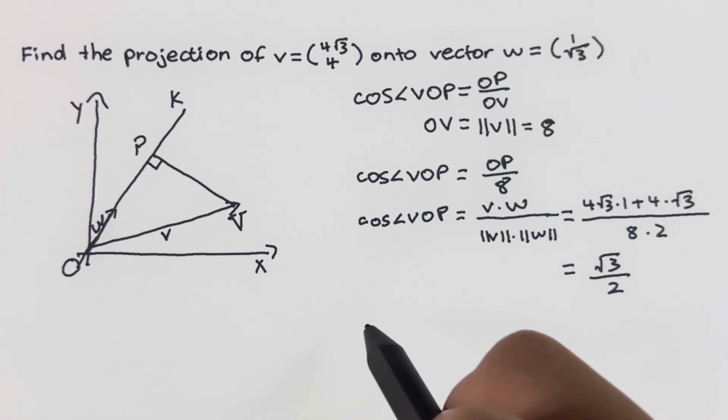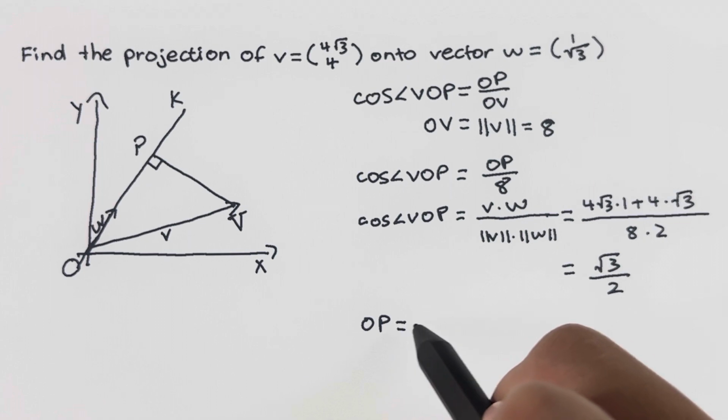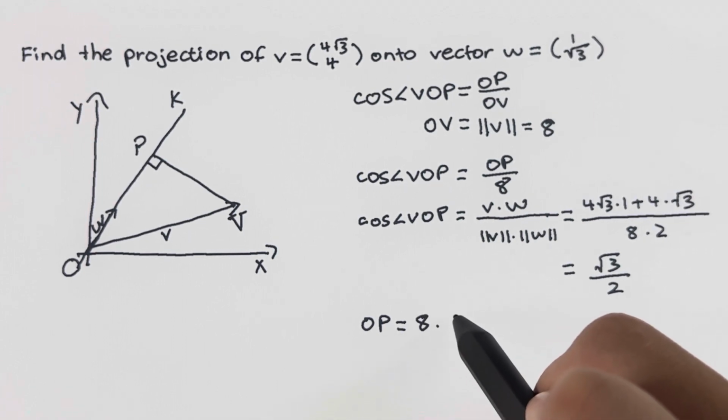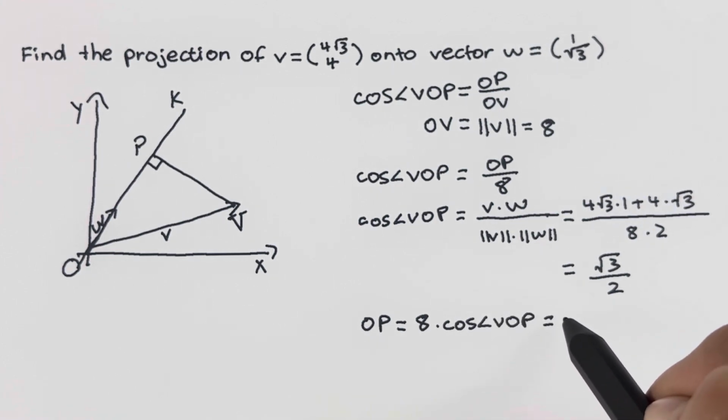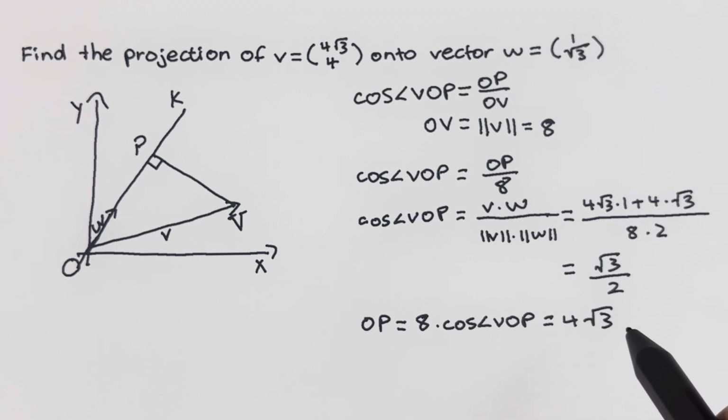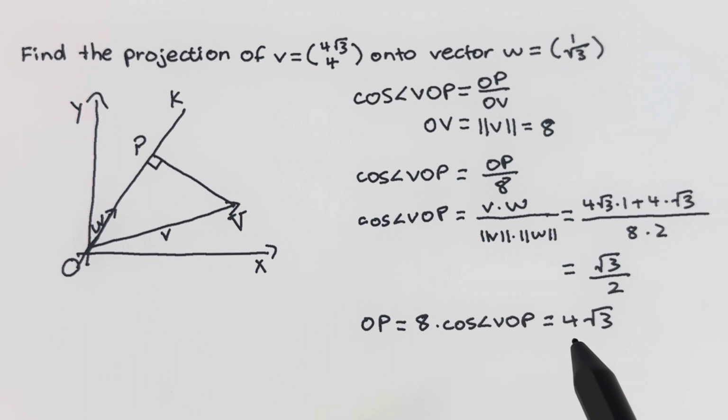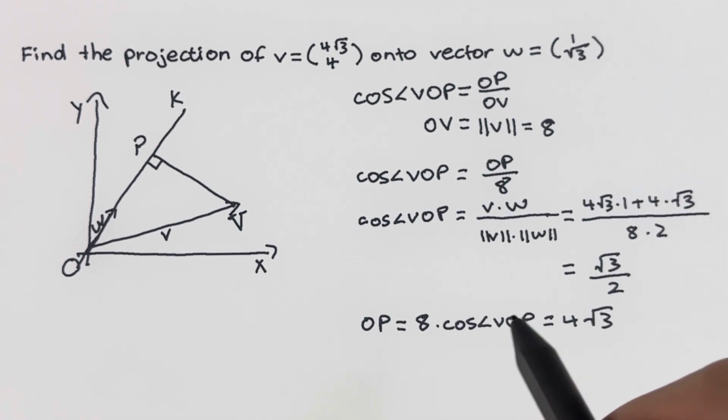Therefore, we have OP equals 8 times cosine of angle VOP, which will equal 4√3. Since the vector P is a vector in the same direction as w, with its magnitude 4√3, we can find the vector P by multiplying the unit vector in the direction of w by the magnitude of the vector P.